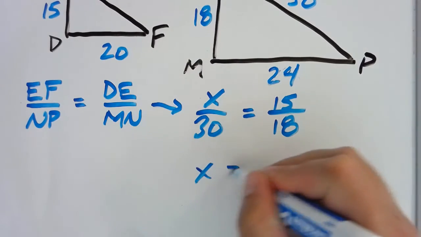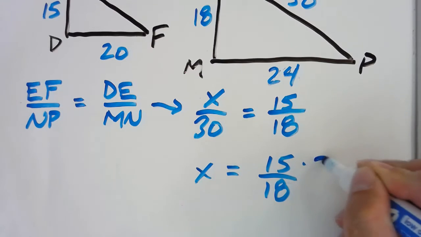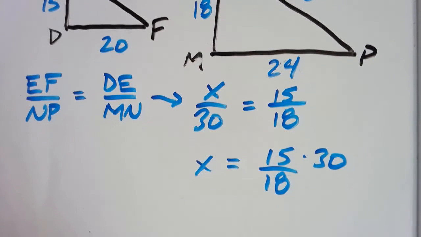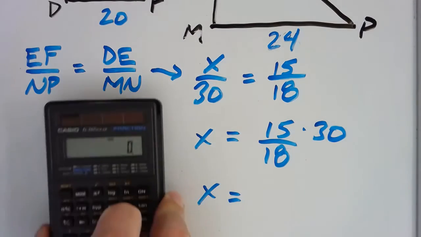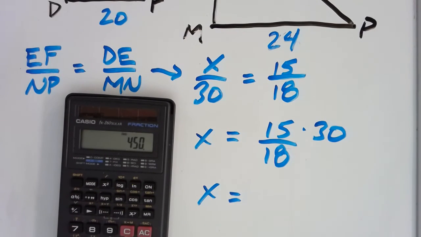So X here is going to equal that 15 over 18 times 30. And because they're fractions, technically this is 30 over 1, right? So when I multiply these together, that's what I'm going to end up doing. But this is just calculator work. I'm going to do 15 times 30 and then ultimately divide it by 18. So 15 times 30, there's my numerator, divided by 18. X is 25.